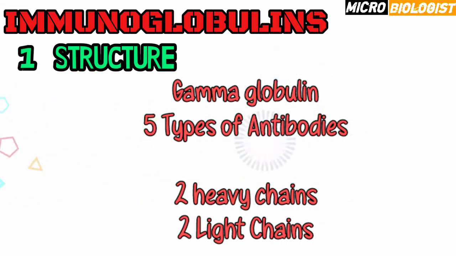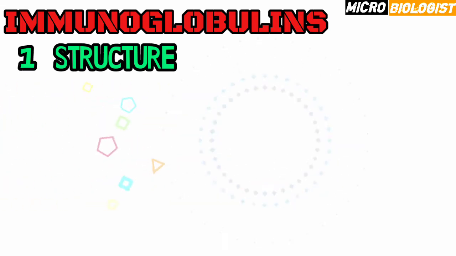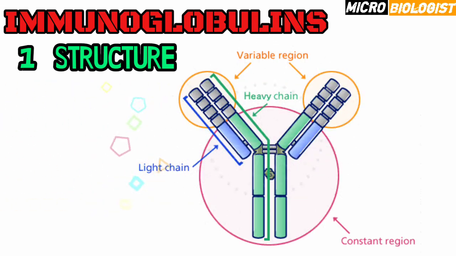Immunoglobulins are the gamma globulins and there are 5 types of antibodies. There are 2 heavy chains and 2 light chains. If we look at the structure, there are 2 regions. One is the variable region and one is the constant region. Variable region is denoted by V and constant region is denoted by C.